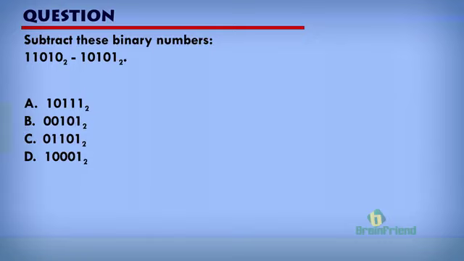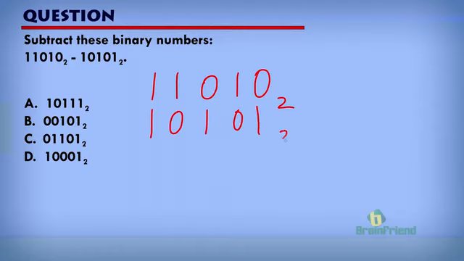Question 2. Subtract these binary numbers. 11010 base 2 and 10101 base 2. So we are subtracting 10101 base 2 from 11010 base 2.